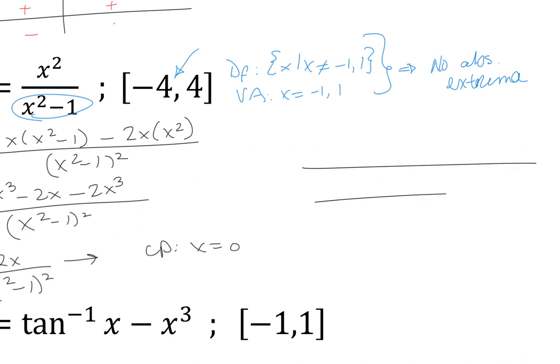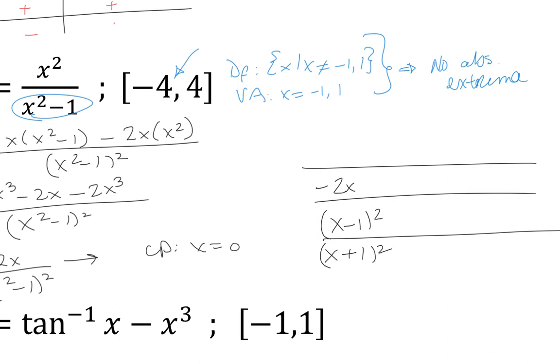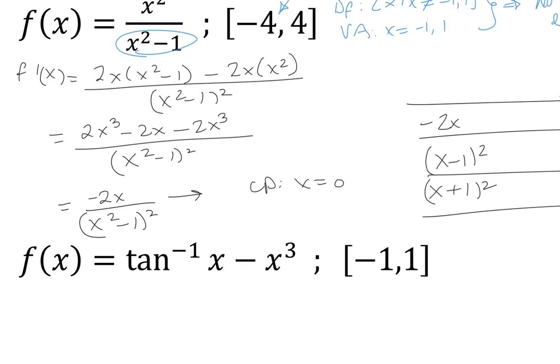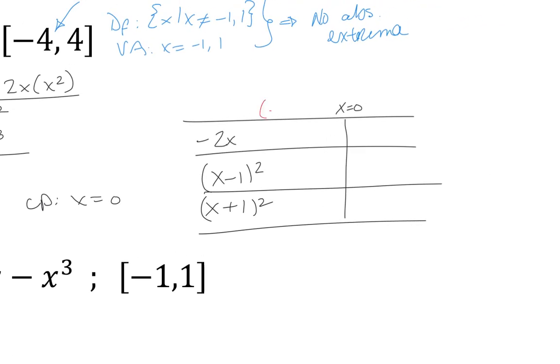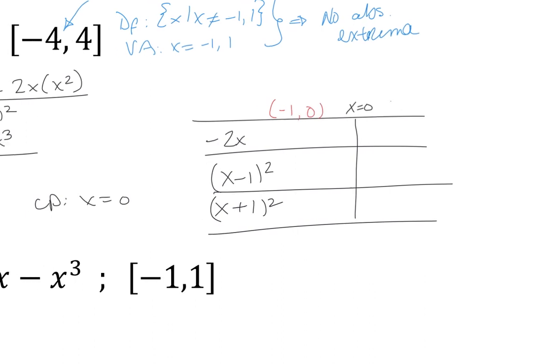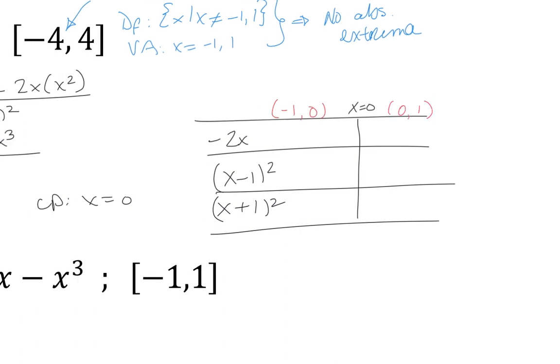So my factors are the negative 2x, x minus 1, the quantity squared, and x plus 1, the quantity squared. And I only have to look at when x is equal to 0. Now you're thinking, how did these get squared? Well, if I factor x plus 1 and x minus 1, it'd be x plus 1 squared, x minus 1 squared, so they're both squared over here. So the intervals I'm looking at are between negative 1 and 0, and between 0 and 1, because that's the location of the vertical asymptotes.